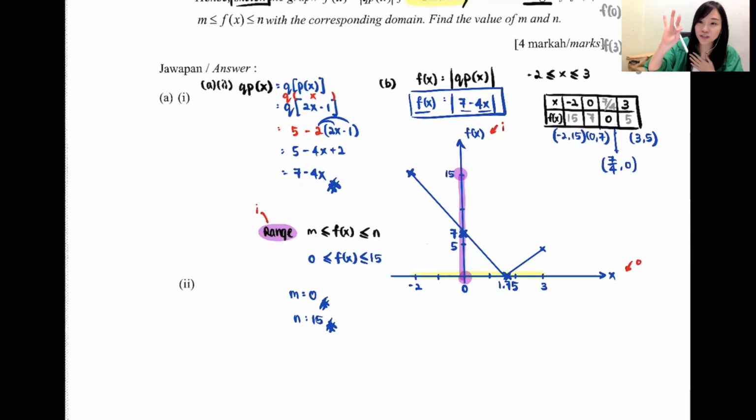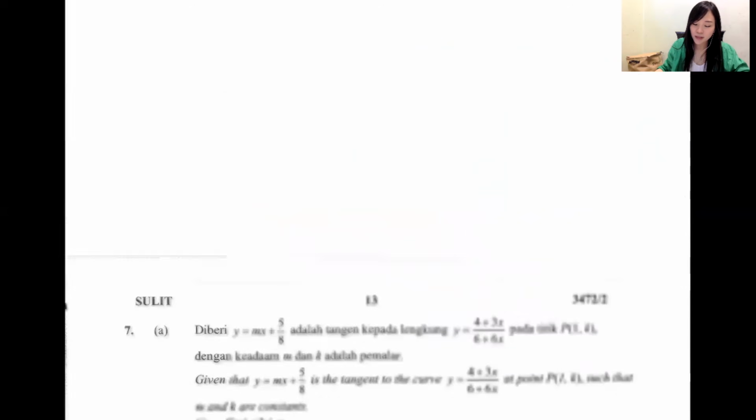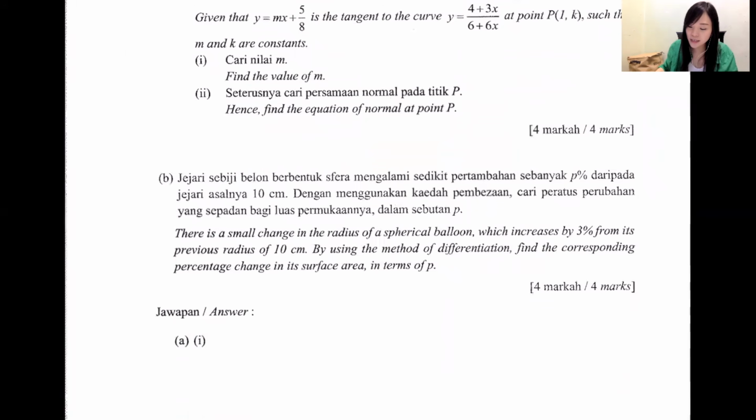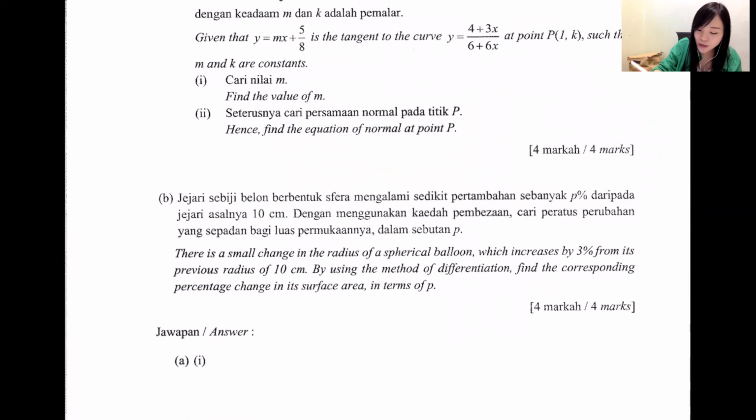5, 4, 3, 2, 1. Let's go. Next one, 7. Guys, for A, I only look at the English part. So A: given that y equals mx plus 5 over 8 is the tangent to the curve, this one, at the point, okay, my dear, I'm scared you still don't understand.